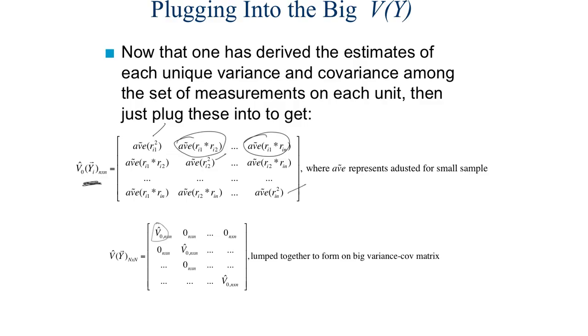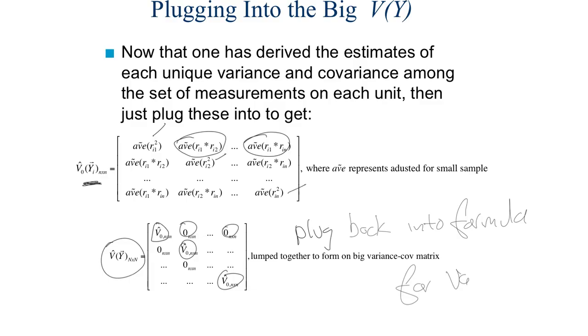Now I can just plug this in with the appropriate zeros to get my big matrix that I plug back into the formula for the variance of beta hat, for the variance covariance of all the beta hats. That would be more robust than assuming no correlation. It's more robust than that because at least it's a bigger model, but it's not perfectly non-parametric.